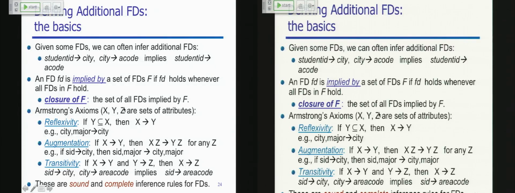Given that X, Y, and Z are sets of attributes, you can use reflexivity. If Y is a subset of X, that means X functionally determines Y. So if I know city and major, I know city. These are the boring ones that we talked about. Right? Given that I know some information, I know part of that information.